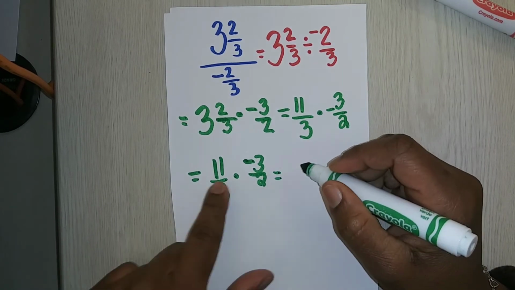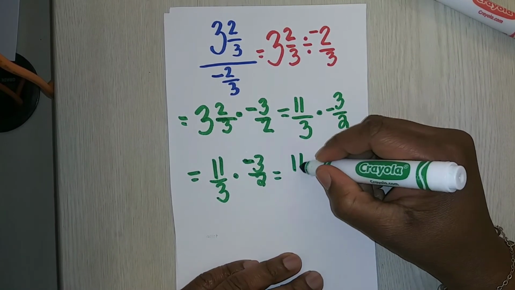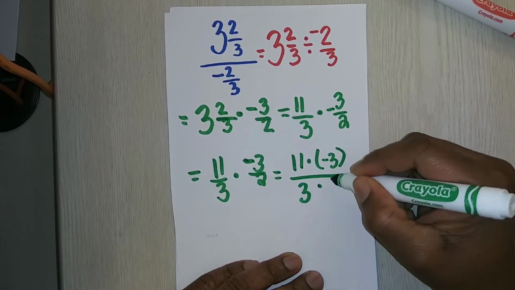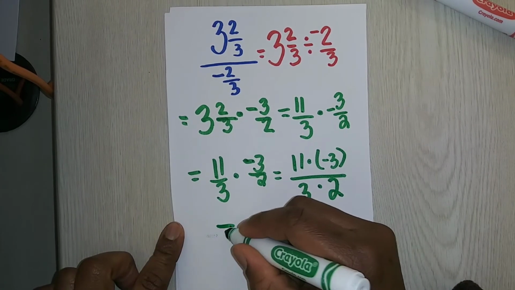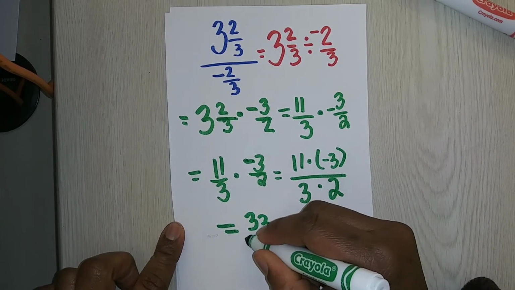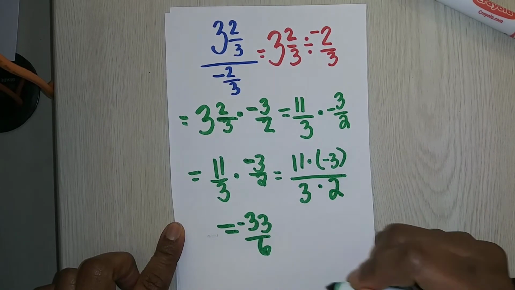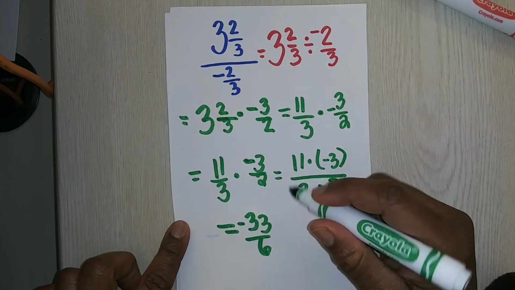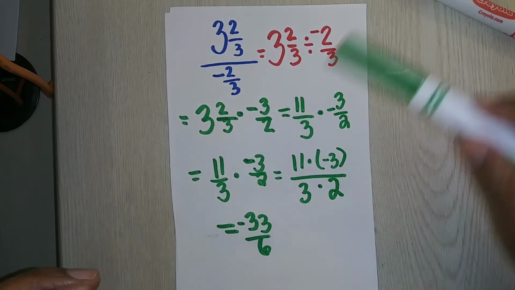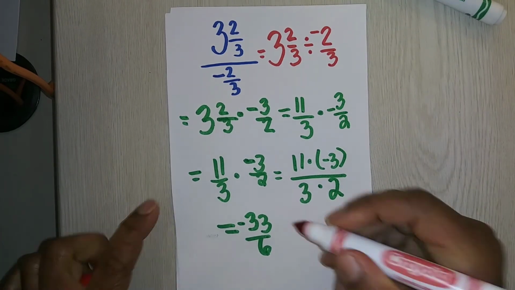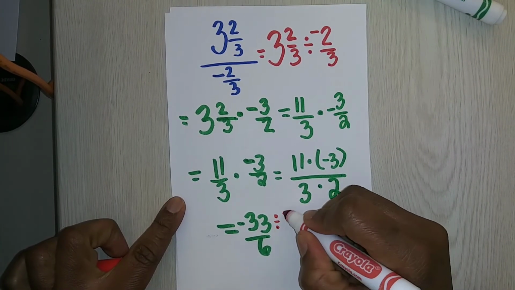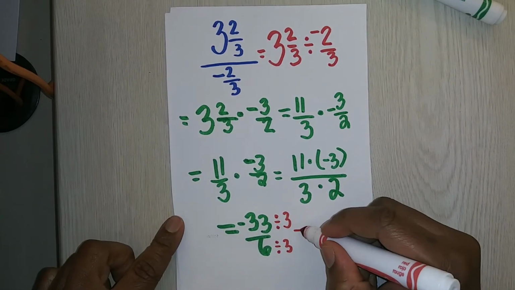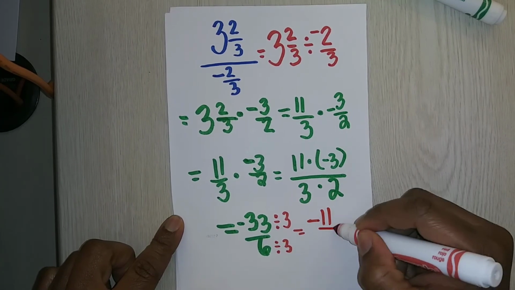Well, if I multiply numerator times numerator, that will be 11 times negative 3, divided by 3 times 2. Negative 33 over 6. Make sure you put your negative sign there. Now, I can actually convert this back to a mixed number, but I could see that this can be simplified. I can divide both the numerator and denominator by the factor of 3, and I will get negative 11/2.